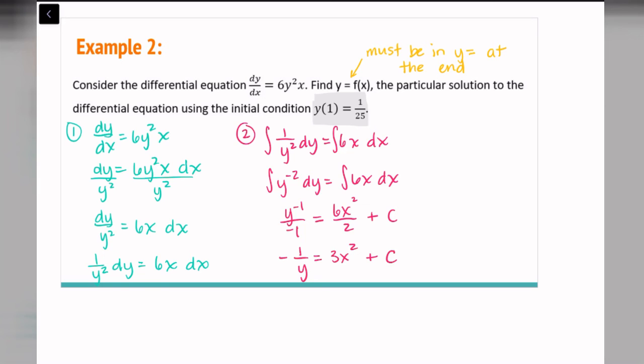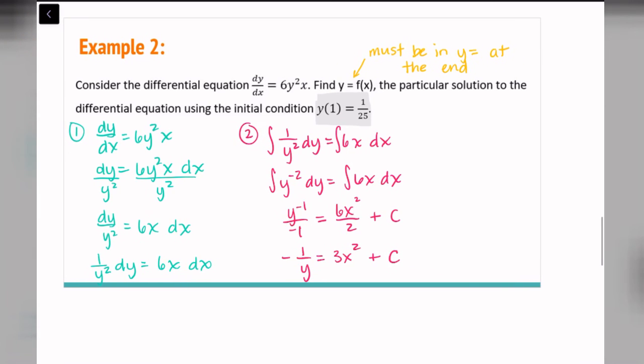Okay, and then let's go and plug in our initial condition. Okay, if you wanted to manipulate this around a little bit before you plug in your initial condition, that's okay. Sometimes I like to refrain from doing that just so we don't make any tiny little errors in our manipulation as we go through, but you can, okay?